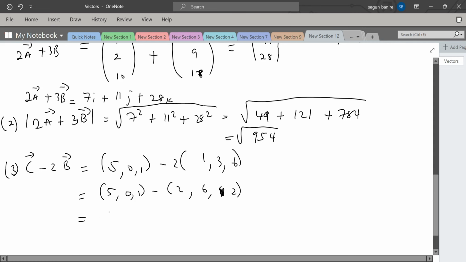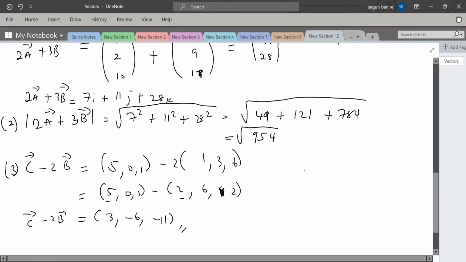Okay, so how do you subtract? Let's use this method then. The same coordinates will minus themselves, so you can do 5 minus 2. 5 minus 2 is 3, 0 minus 6 is minus 6, 1 minus 12 is minus 11. So this is the answer for that. Okay, so take note of that.